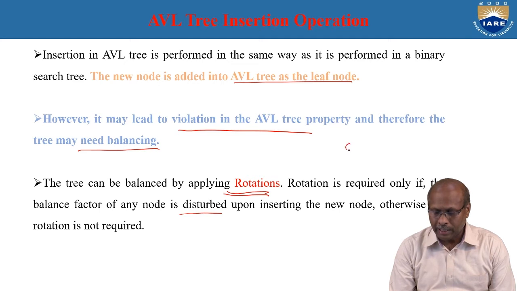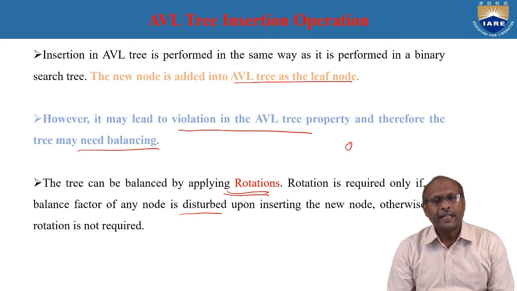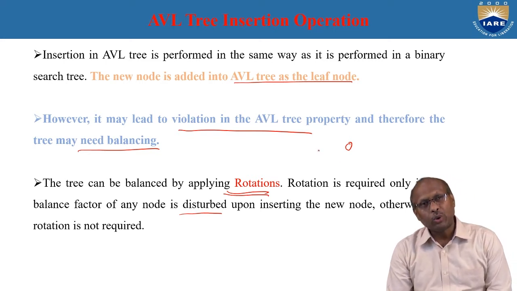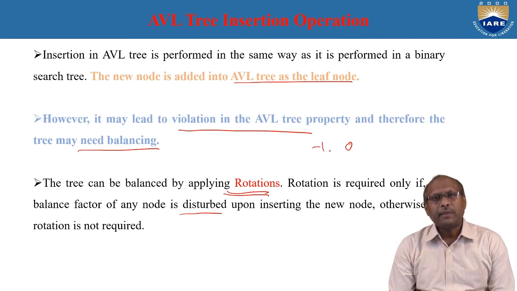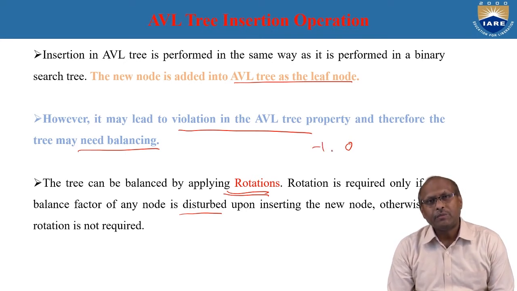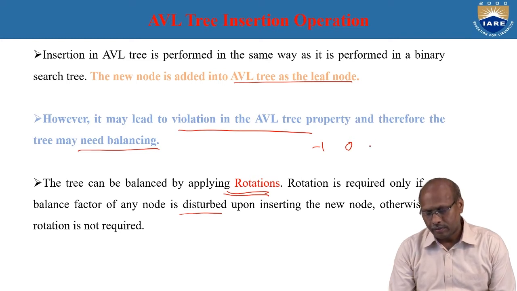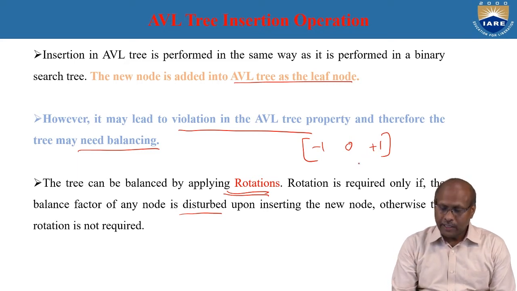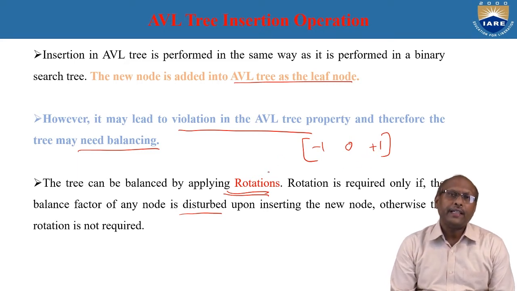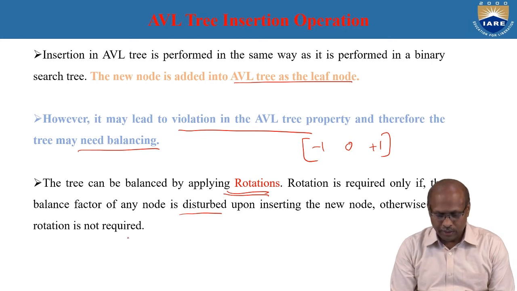I told you the balance factors are like 0. If left height and right height are both completely balanced, then the balance factor is 0. If the left height is less and right height is more, in that case you will get -1. If the left is more but right is less, it will be +1. If these 3 values come, then it is completely balanced. If it is not in these 3, then it is imbalanced. So it requires rotation.